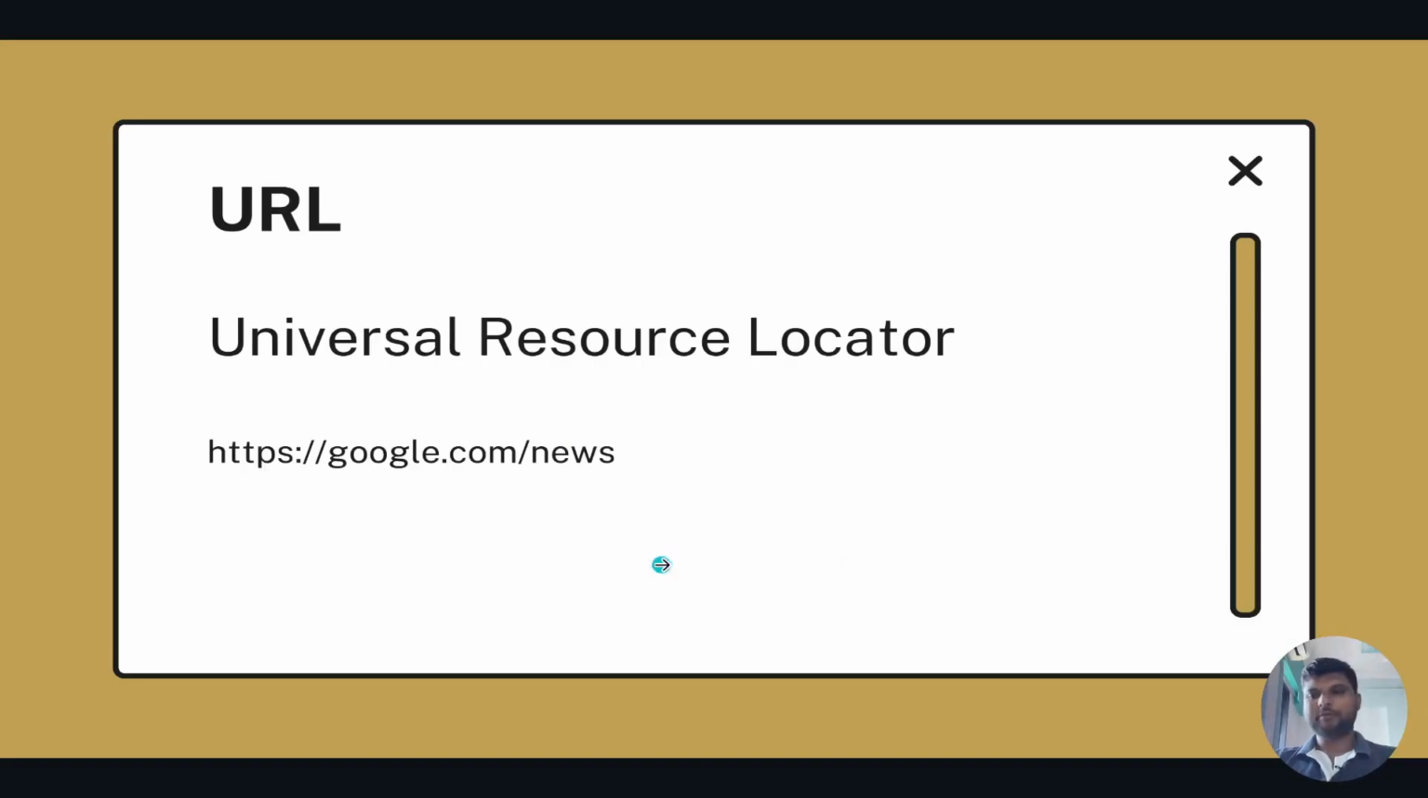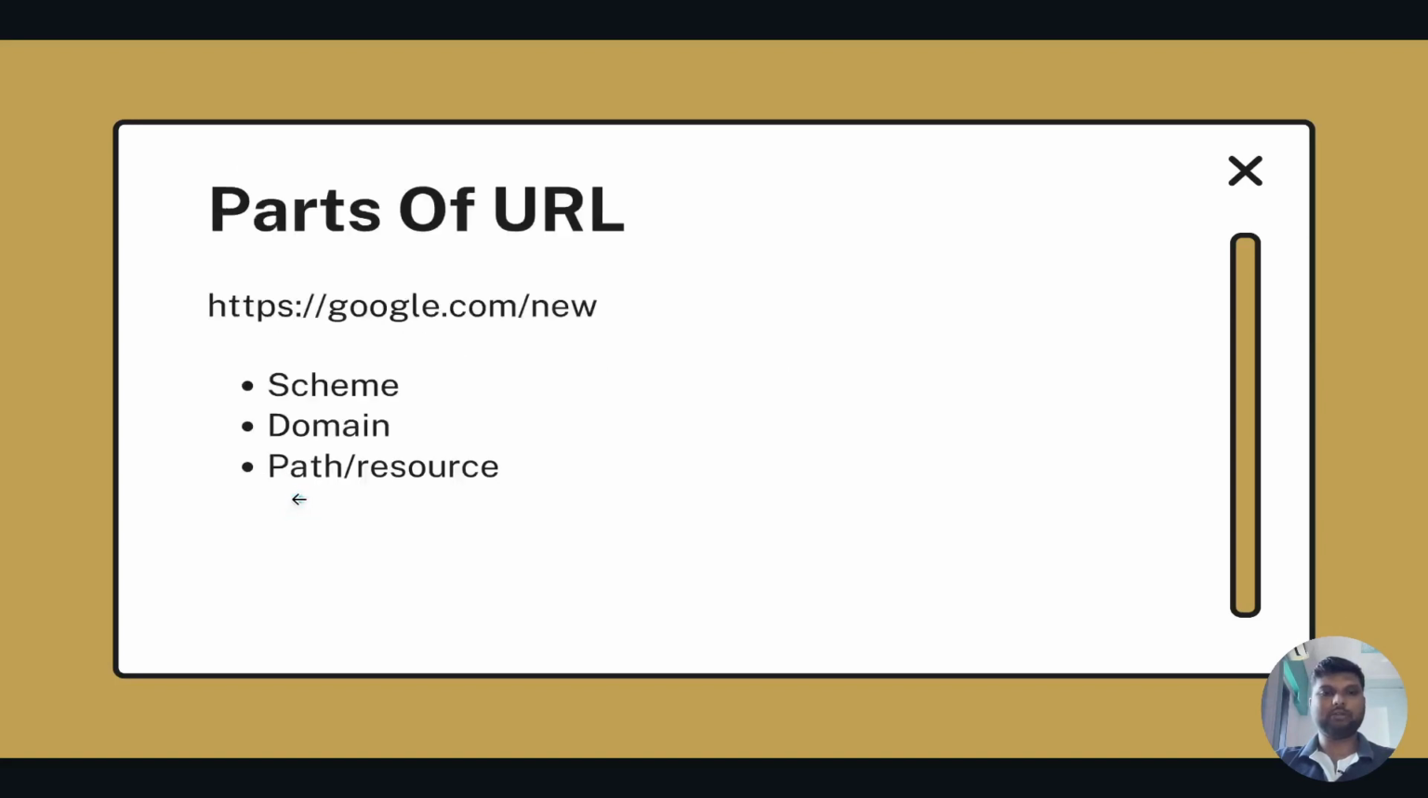Now before moving further, we need to understand what a URL is. Okay, so the full form of URL is Uniform Resource Locator. So basically it is used to identify web pages and servers on the internet. Okay, so this is the URL of, let's say, google.com/news. Okay, so there are different parts of the URL. So let's look at those parts.